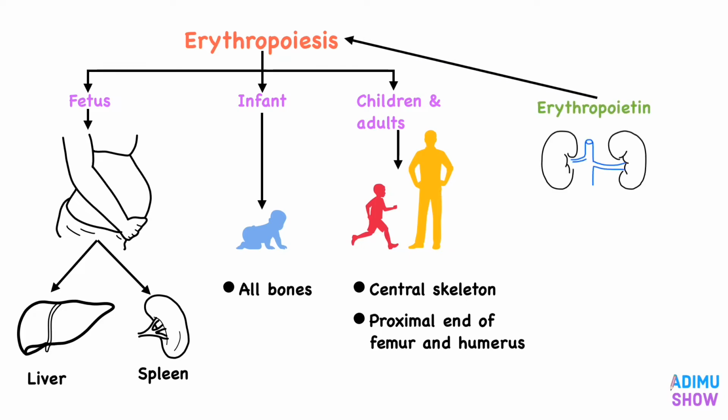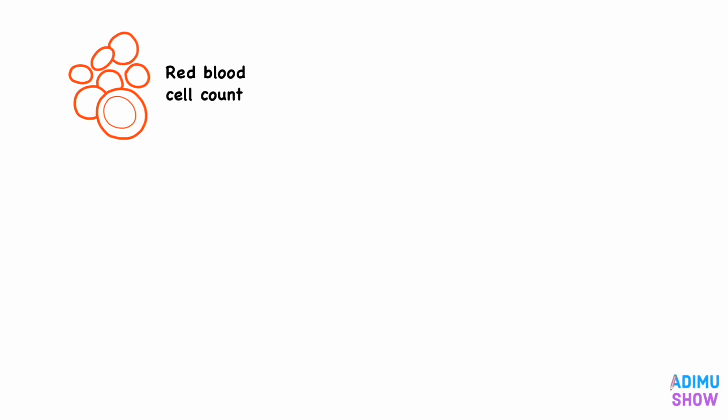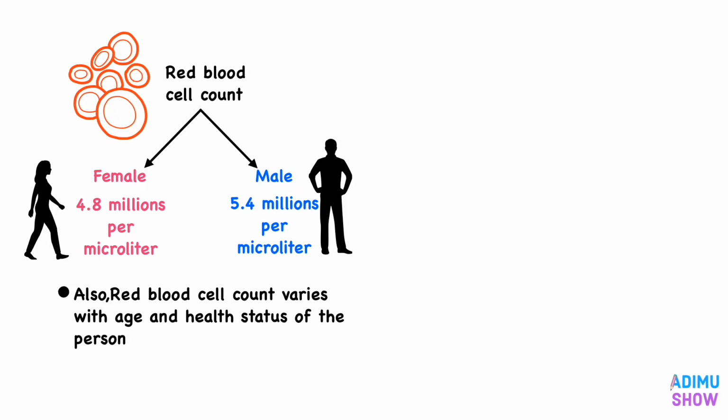Another important point of erythropoiesis is feedback control. It is done by a hormone known as erythropoietin. Erythropoietin is produced mainly by the kidneys. The average normal red blood cell count is 4.8 million per microliter in women and 5.4 million per microliter in men. So, red blood cell count varies with gender. Also, it can vary according to the age and health status of the person.